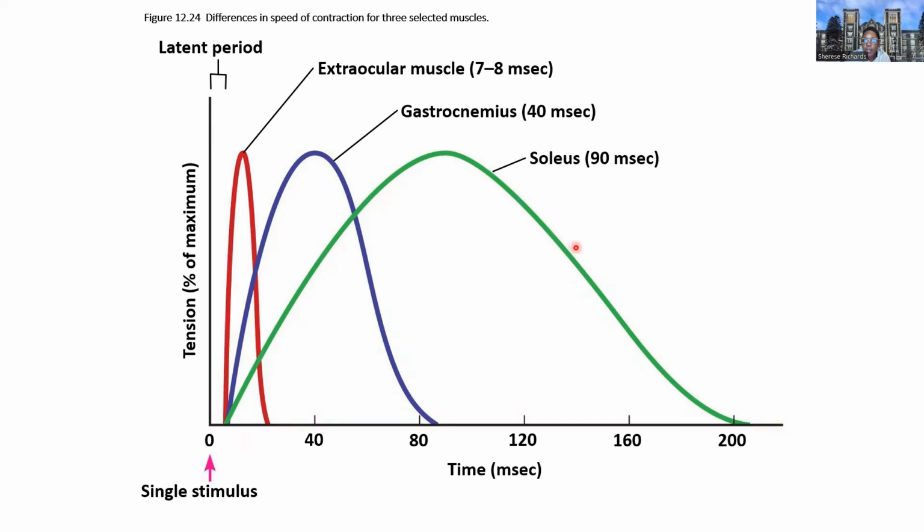So just to compare three different types of muscles. This muscle, the soleus, can contract for up to 90 milliseconds, right? So very, very slow in its contraction and relaxation. But that can be a bonus, as I just mentioned, right? That can be ascribed to muscles that need to be contracting for long periods of time.